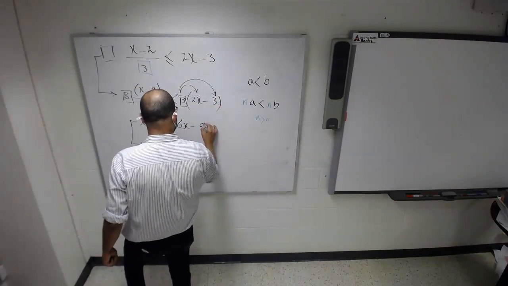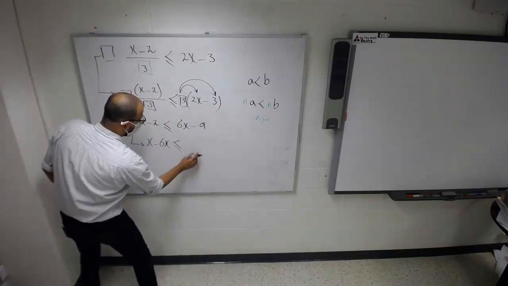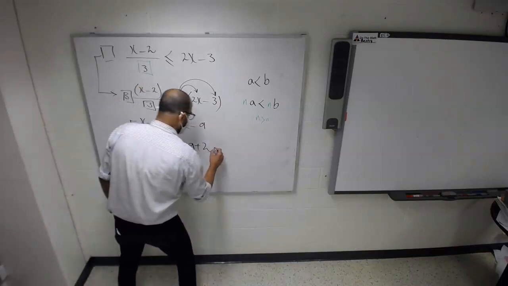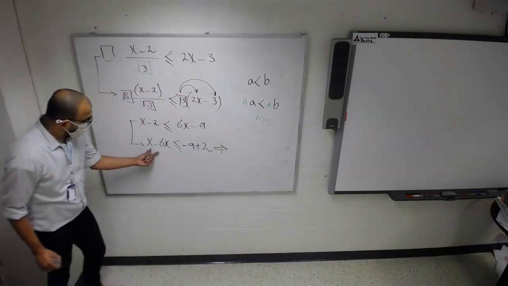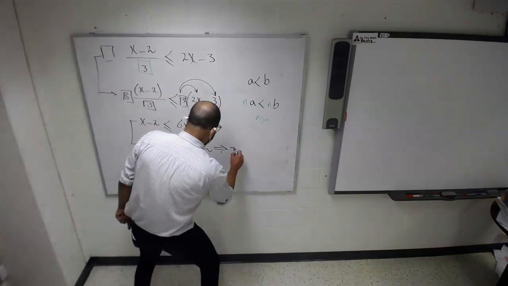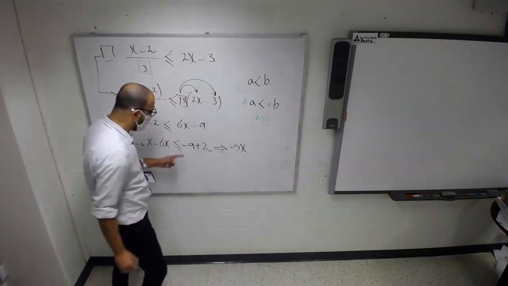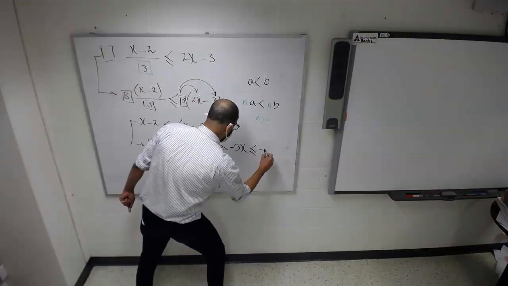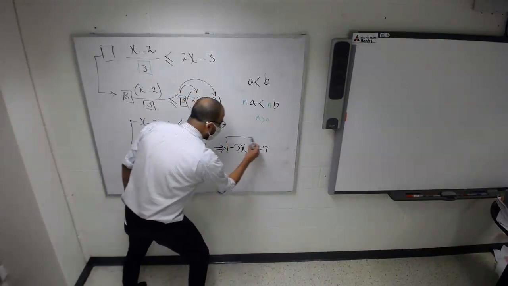It becomes minus 9 plus 2. x minus 6x, how much is that? It's minus 5x. Minus 9 plus 2 is minus 7. Minus 7. Guys, look at this.